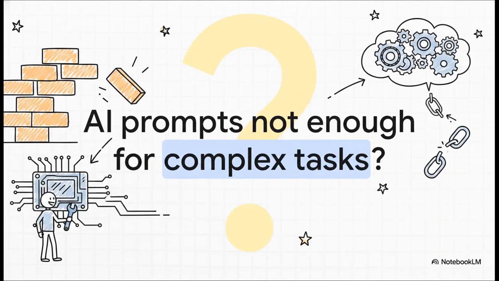So, have you ever felt this? You're trying to get an AI to do something actually complex, a real world task, and it just falls flat. Maybe you're asking it to fix a tricky bug in a huge app. You give it the prompt, but it's like it's missing the bigger picture, right?